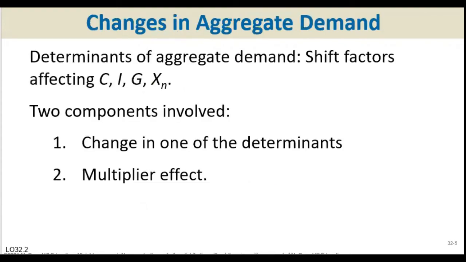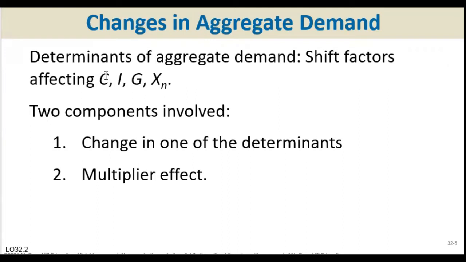What can change aggregate demand? Right, the determinants of aggregate demand are what? So the factors are consumption, investment, I, government spending, and net exports, which is X sub N. Besides the price level, all these factors will shift the position of aggregate demand. So we're going to go through each factor and explore them individually.